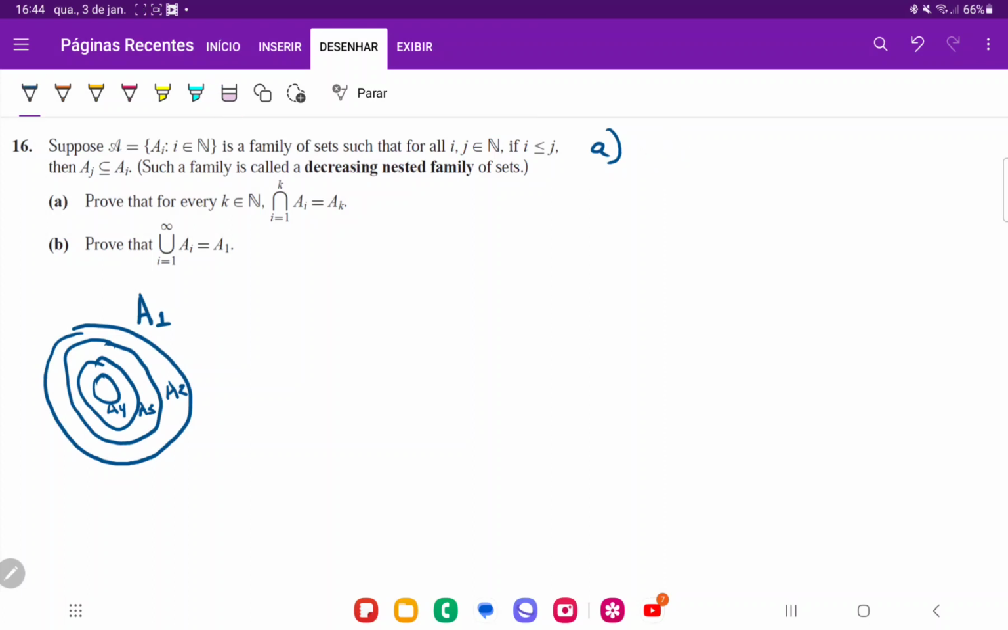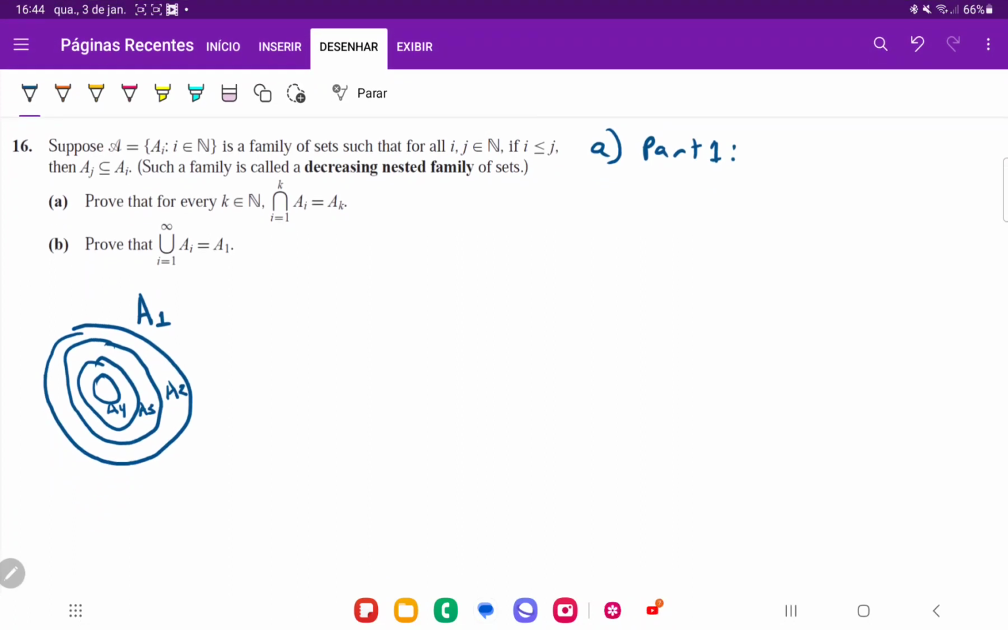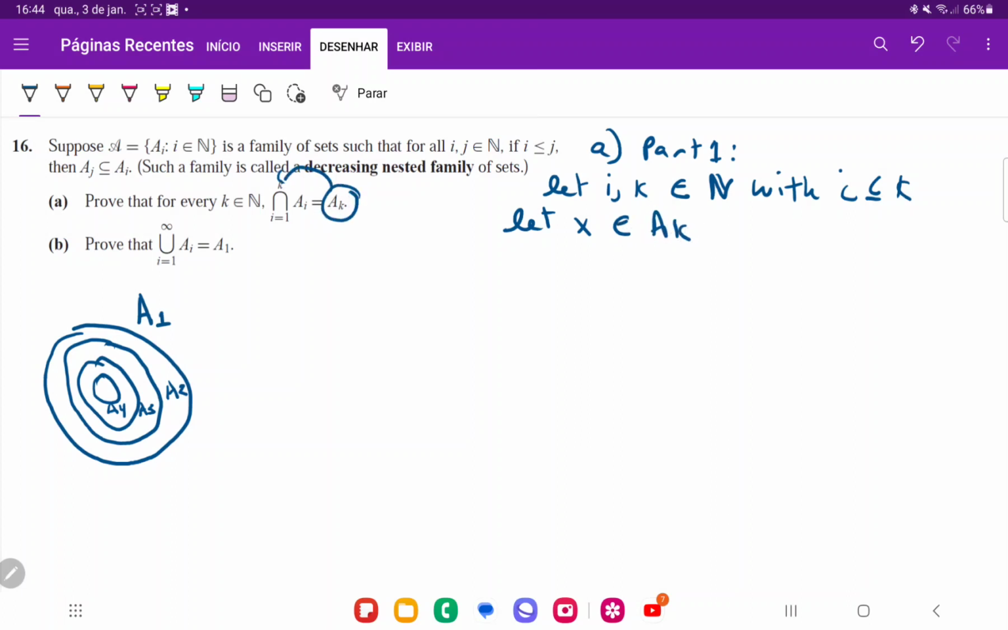So I'm going to put here part 1. For part 1, we are going to say let i, k belong to the set of natural numbers with i less than or equal to k. And this is important because we're trying to show this nested idea, right? So we're going to say let x belong to a sub k. So we're taking some element here and trying to show that it must be there as well.